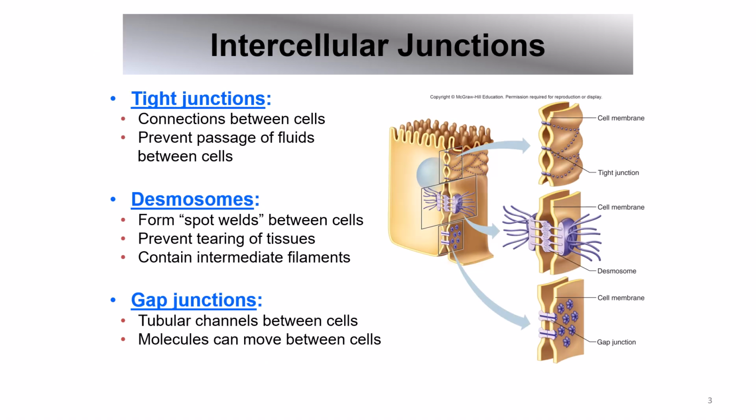Before we go into tissues, this slide is about the connections between the cells. Tight junctions. These connections prevent the passage of fluids between the cells, so that you don't want any leakage of fluids to go in between.